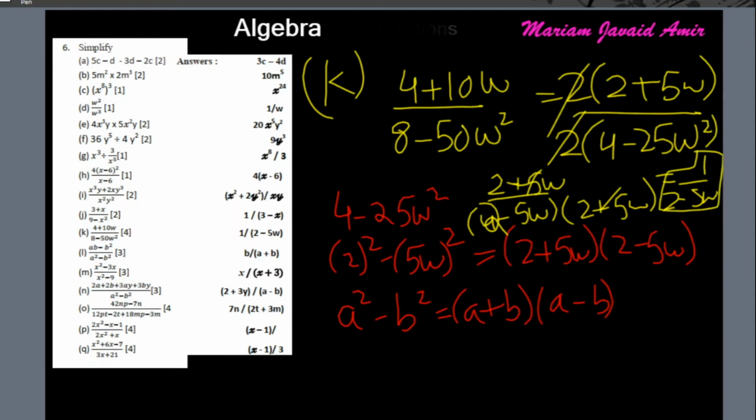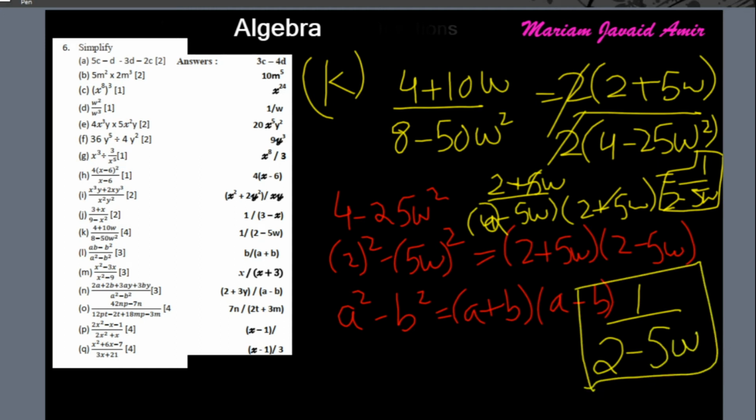Let me write it again: 1 over 2 minus 5w. Answer for part K.